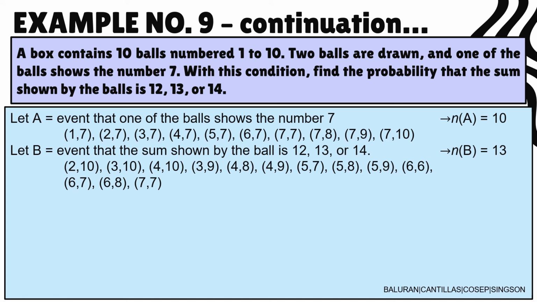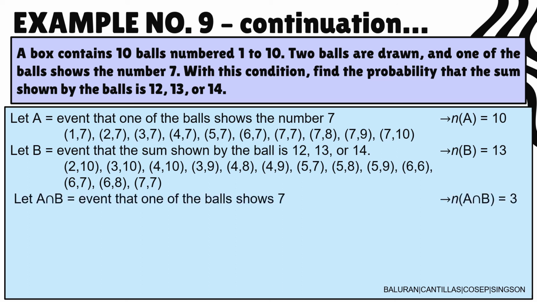So why did we use 2,10 here? We are using 2 and 10 since when we add 2 and 10, it gives us 12, which is part of our event B. 3 and 10, it gives you 13. 4 and 10, when you add, it gives you 14. 3 and 9, it gives you 12. Then so on and so forth.